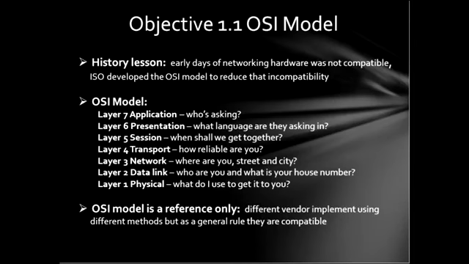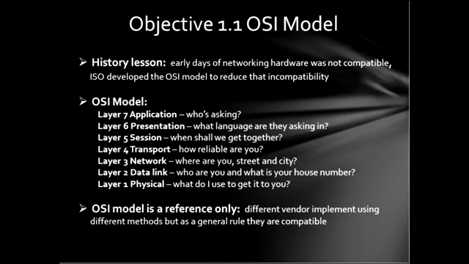Layer 2 is the data link. That's actually made up of 2 sub-layers. One is the MAC, and one is the LLC. And that's basically who you are and what is your address. Layer 1 is the physical. And that basically has to deal with signaling methods and how it gets from one point to the other.